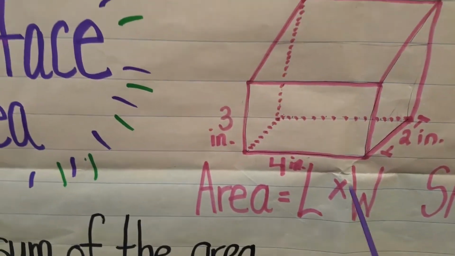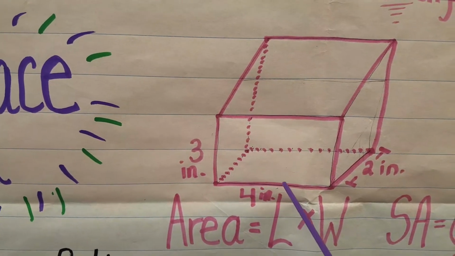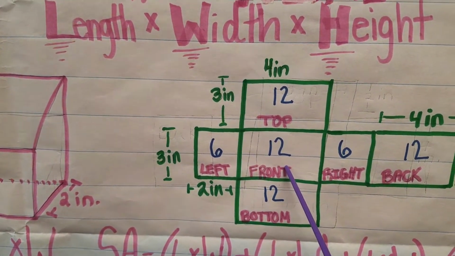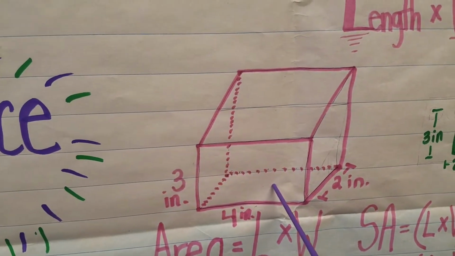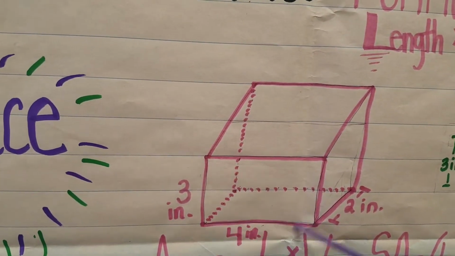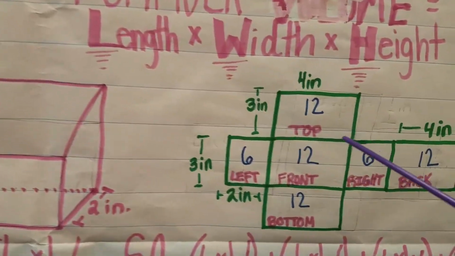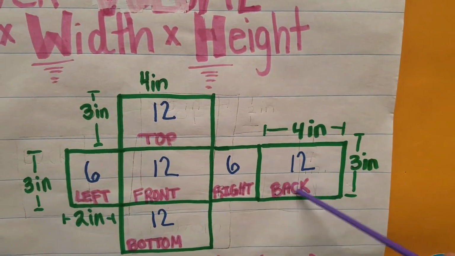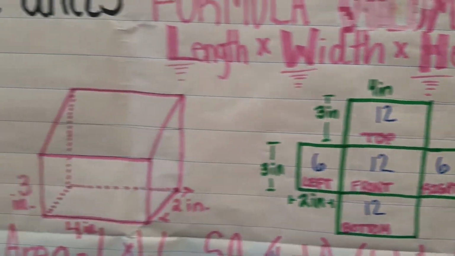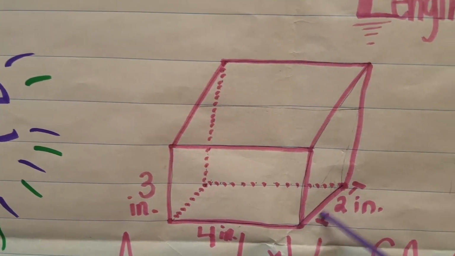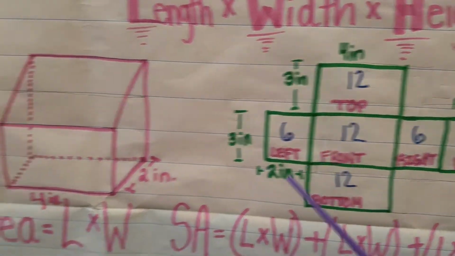So length times width, 4 times 3 equals 12. So this first square here, if we look at it in a net view, has an area of 12. That's our front. Now if you notice in the back, this line shares with this line, and this line is the same as this one. So our back is also 12. It's 4 by 3. Now on our sides, it's not the same depth, it's 2, but this shares the same line, so it's 2 by 3, and 2 by 3 is an area of 6.